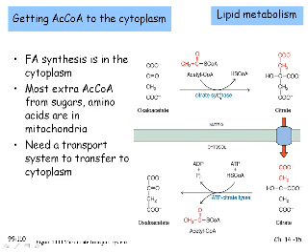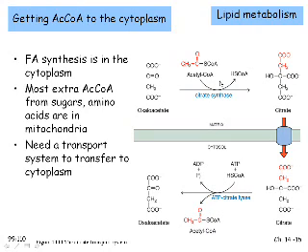So we talked about beta oxidation, the breakdown of fatty acids in the mitochondrion. Synthesis of fatty acids is going to turn out to happen in the cytoplasm. And so somehow or other, we've got to get carbon fragments out to the cytoplasm for synthesis to happen out there.